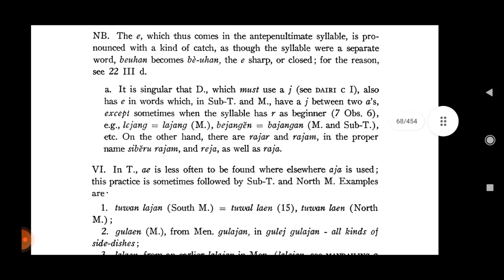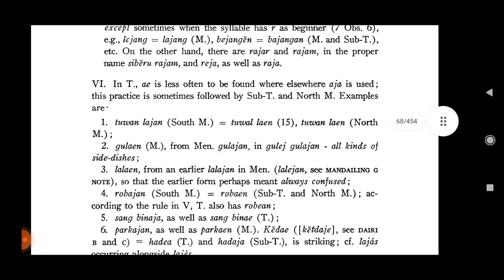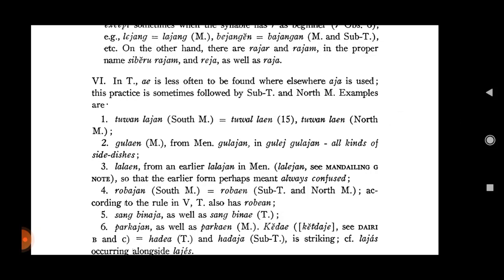And B, D, A, which thus comes in the antepenultimate syllable, is pronounced with a kind of catch, as though the syllable were a separate word. Beuhan becomes Beuhan, the S sharp or close from the reason. It is singular that Dairi must use a J. Also have A in words which in Subtoba and Mandailing have a J between two vowels, except sometimes the syllable has A, as beginner. E.g. Layang, Bayangan, Bading, Subtoba, etc.